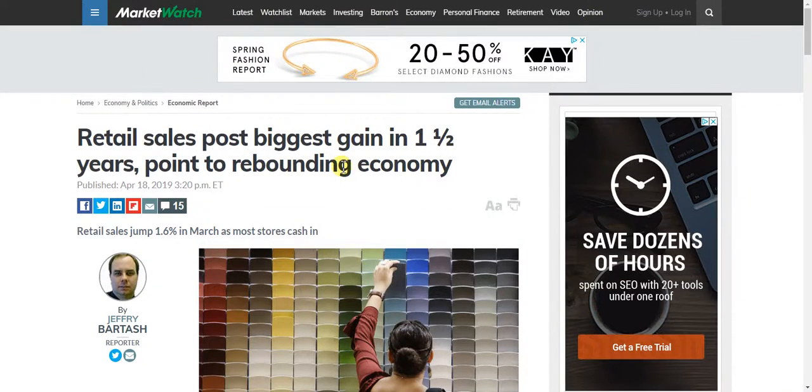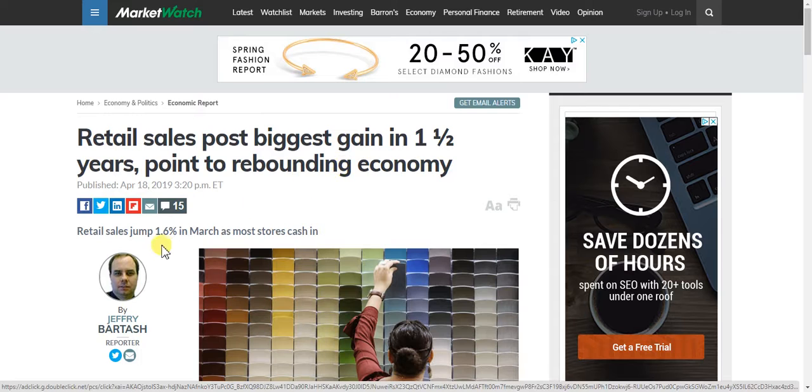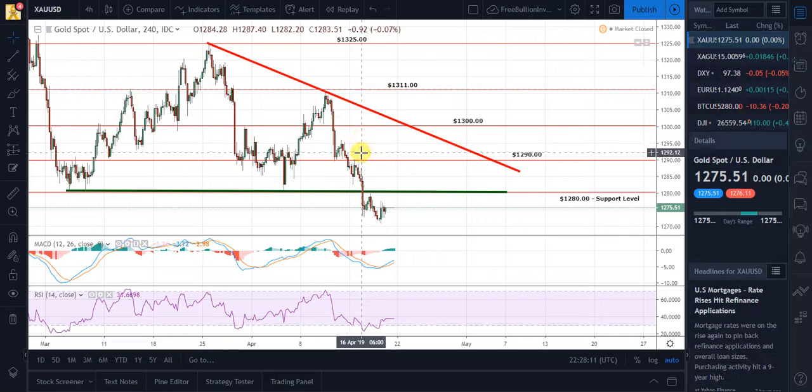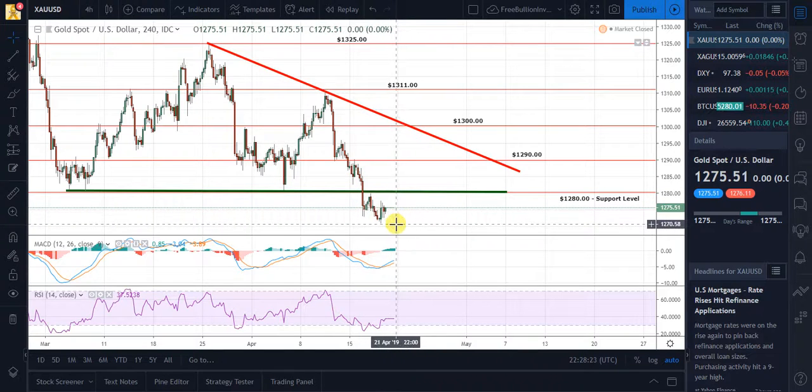The other reason was the retail sales numbers were better than expected. Retail sales came out at 1.6% for March, and economists were expecting 1.1%. So that also hurt the price of gold. It helped the dollar rise, and the price of gold just smashed right on through the pattern, the positive pattern, denying it and falling down to about the 1270 level.